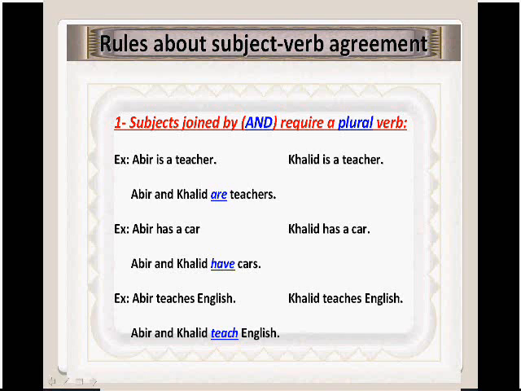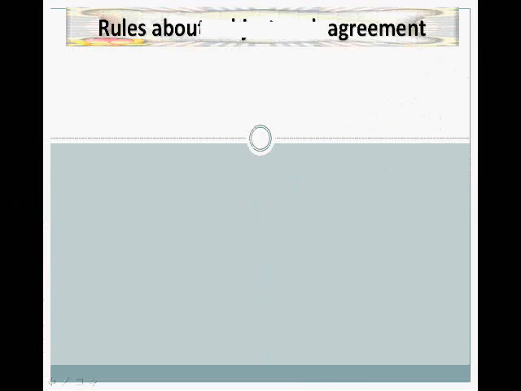So I'm going to read the plural sentences. Abir and Khalid are teachers. Abir and Khalid have cars. Abir and Khalid teach English. So here, are is the plural form of verb to be, which is an auxiliary verb. Have is the plural form, of course, of verb to have. And teach is the main verb here in the sentence. And note that it doesn't take S at the end because the subjects are, of course, plural subjects. Let's move on.